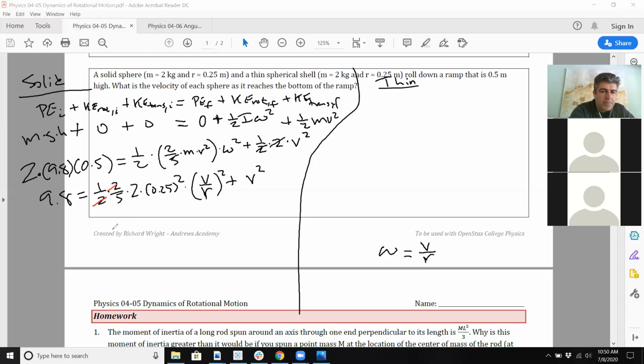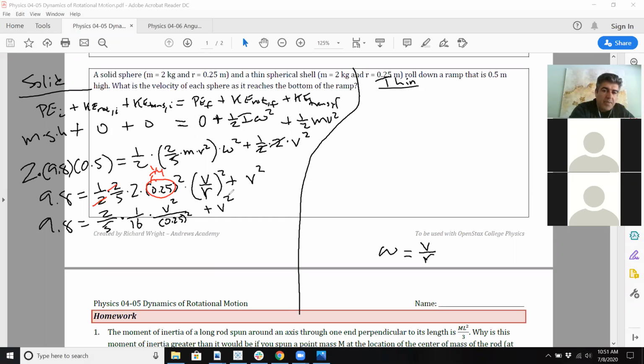Those should cancel. If I keep moving, I get 9.8 equals 2/5, so you get 2/5 again. 0.25 squared, that's 1/4, so it actually becomes 1/16. Remember, 0.25 is 1/4, and I'm squaring it, so that's 1/16. Times v squared over r squared. So I'll square that again as well. And plus v squared.